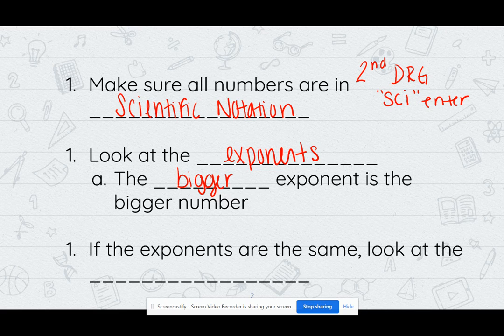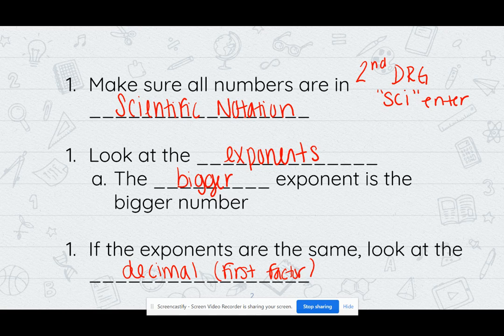You just have to read the question. If for some reason the exponents are the exact same, you're going to look at the decimal. And the decimal is just that first factor. But you only look at that if the exponents are the exact same. So to recap, you have to make sure that all the numbers are in scientific notation. Then you look at their exponents, whichever one is bigger or smaller, and look at the question to see what they want. And if for some reason the exponents are the same, you look at their decimal.